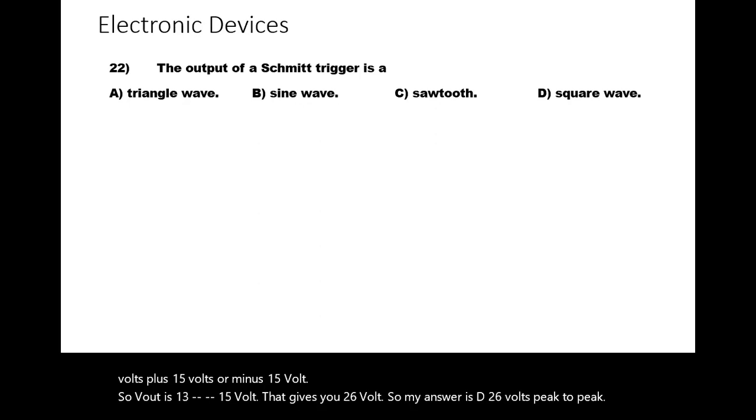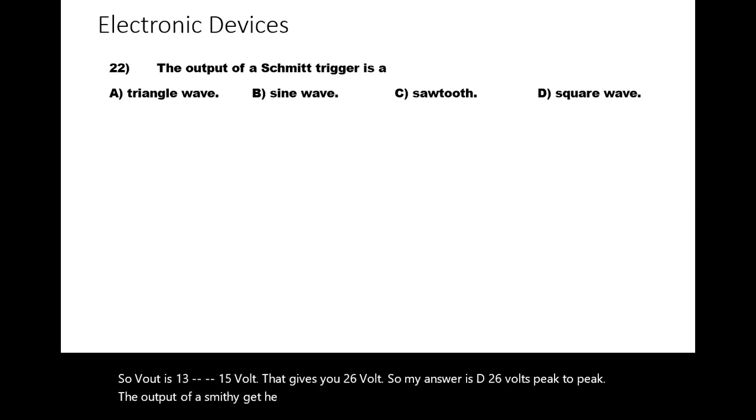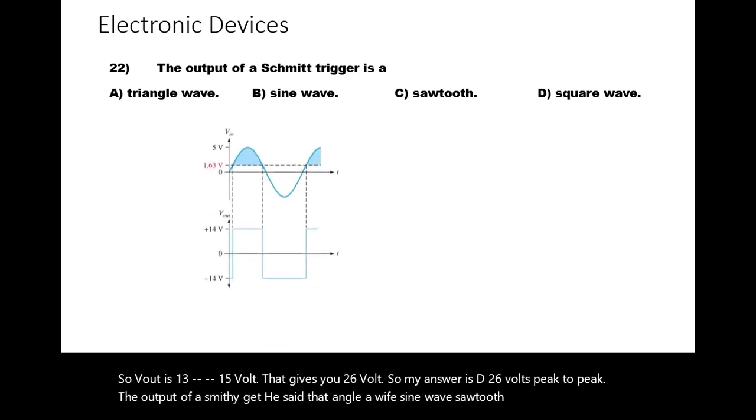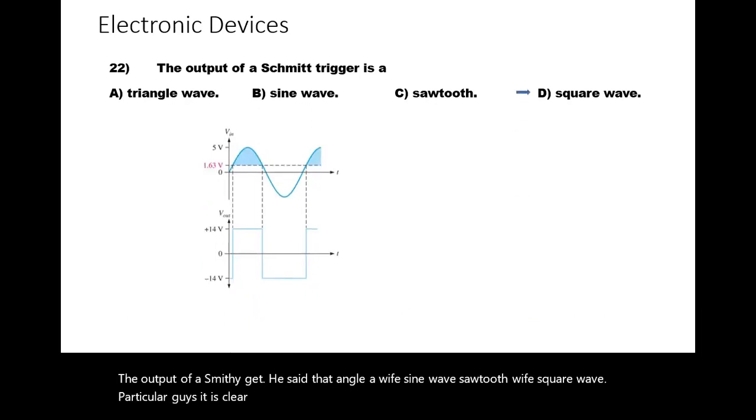The output of a Schmitt trigger is a triangular wave, sine wave, sawtooth wave, square wave. In this particular case, it is clear that it is a square wave.